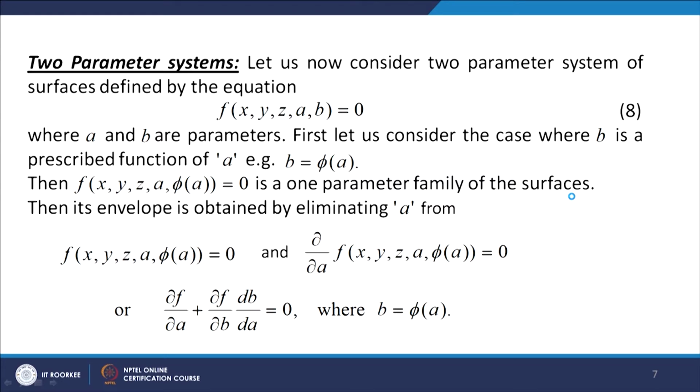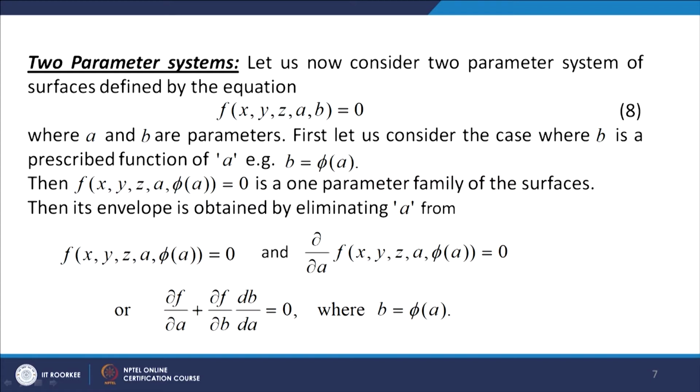Let us consider a two parameter system of surfaces defined by the equation f(x, y, z, a, b) = 0, where f is a function of x, y, z, and a and b are two parameters. First, let us consider the case when b is a prescribed function of a. So, you are given b = phi(a), where phi is a known function of a. Then the two parameter system reduces to a single one parameter system f(x, y, z, a, phi(a)) = 0. It is a one parameter family of surfaces.